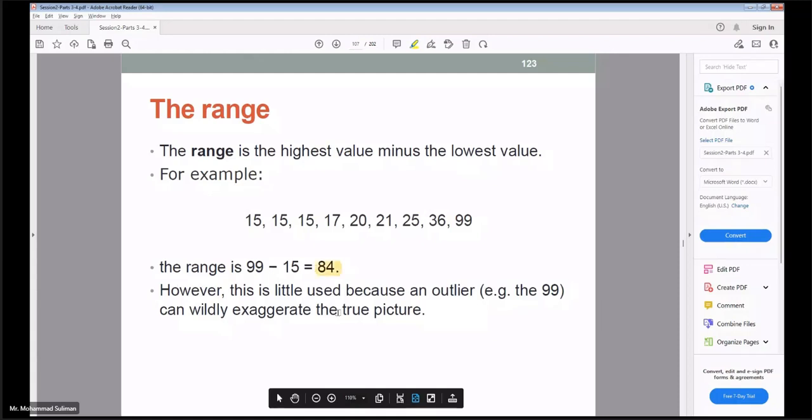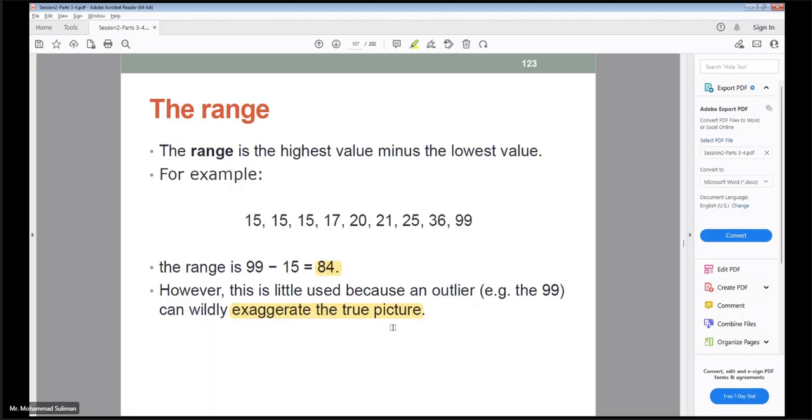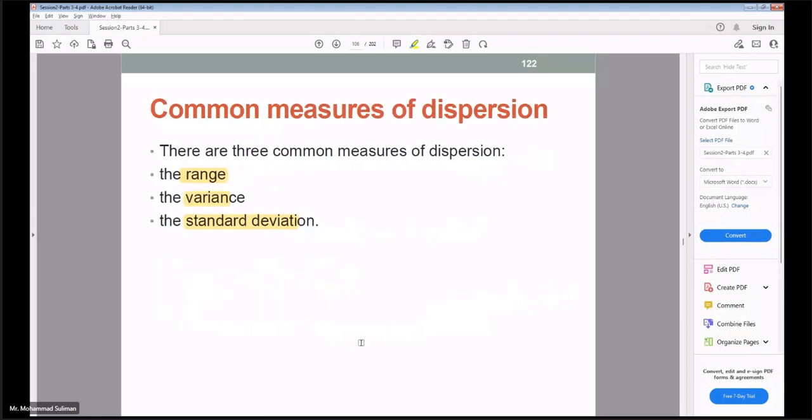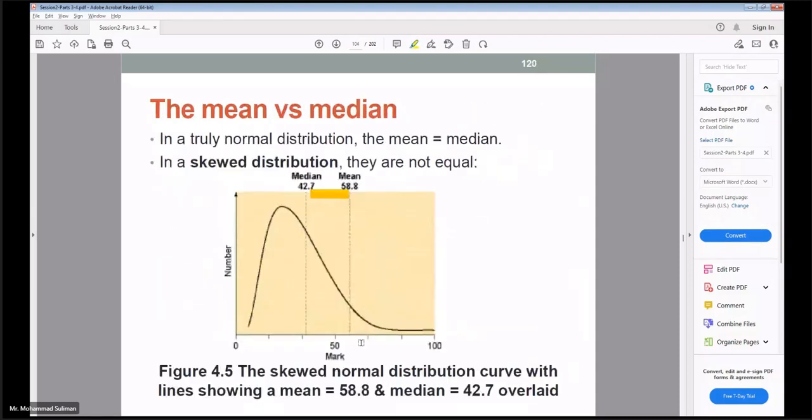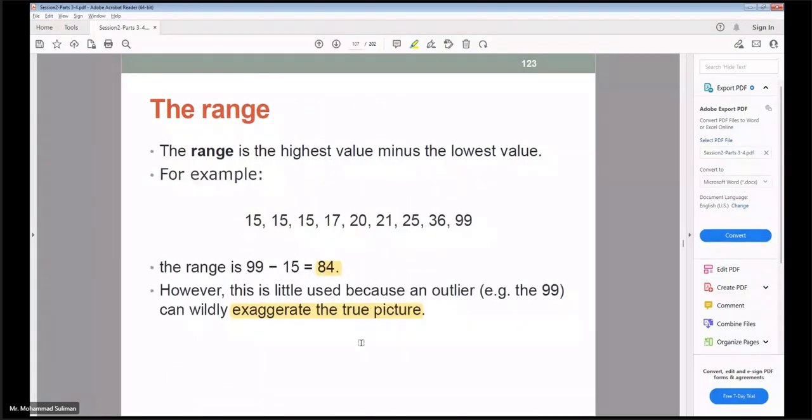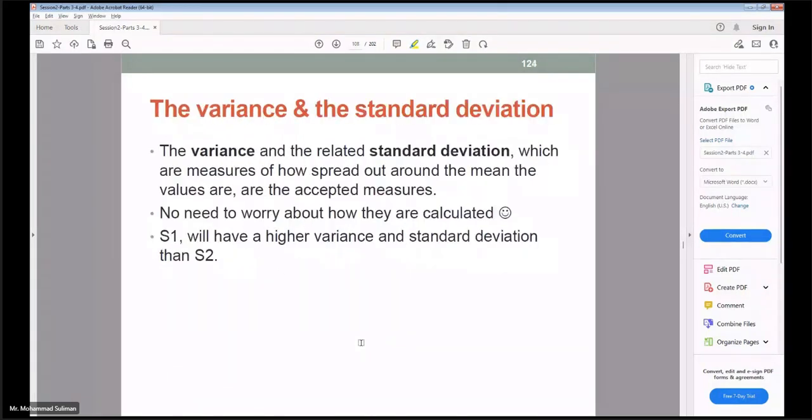However, this is little used because of an outlier. We can widely exaggerate the true picture from here, because it is not a good curve here. It's not under a normal distribution. So this is the range, the variance and the standard deviation.